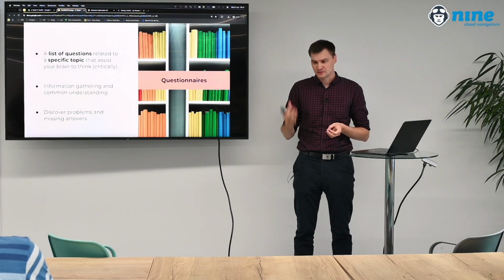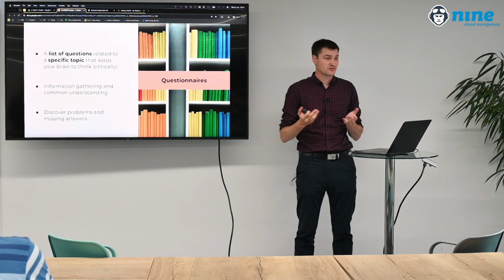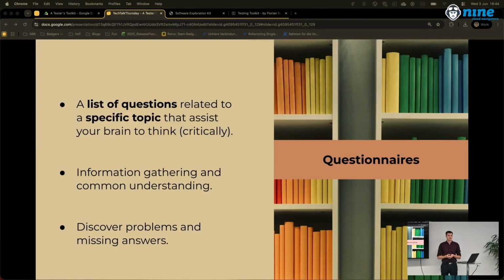And the very first tool are questionnaires. A questionnaire is just a list of questions that you can go to and ask yourself or other people. And every questionnaire is about a specific topic that you want to question or gather information about, or maybe help to get a common understanding with everyone involved.